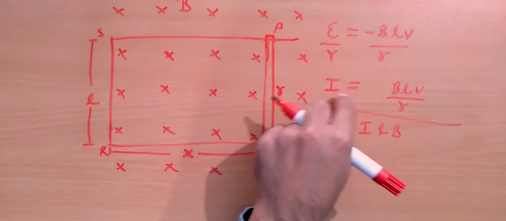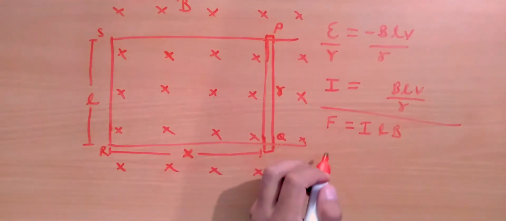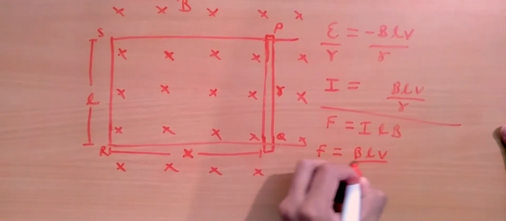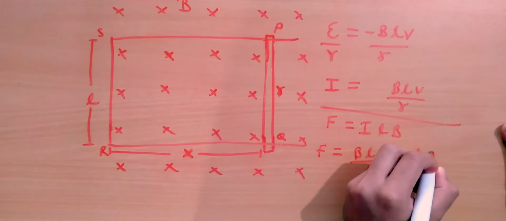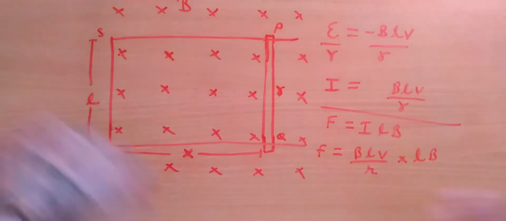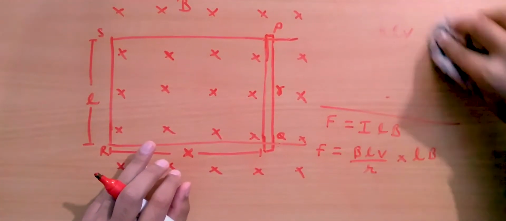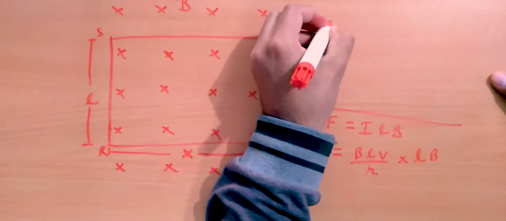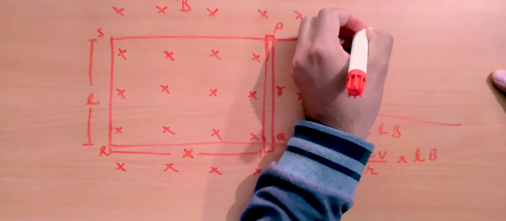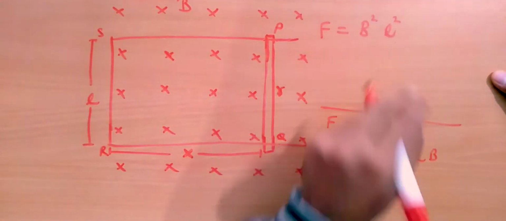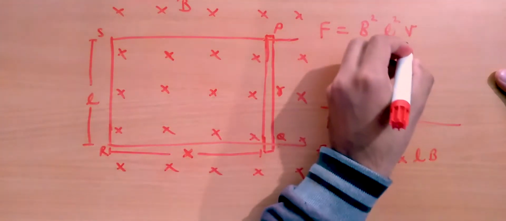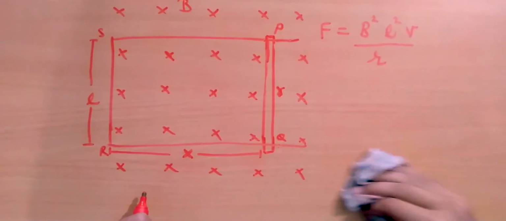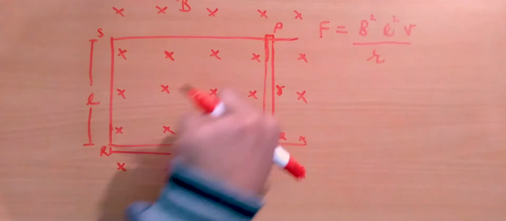Now I can take the value of current from the above expression and put that in here. So force equals, instead of I, this whole expression, BLV upon R, times LB. To simplify, let me remove the stuff I have written up here, because I cannot fit the complete derivation at once. Force equals B into B, which is B squared, L into L, which is L squared, and only one V, with R in the denominator. That is what I'm left with, and that is the force on this conductor as I push it in that direction.